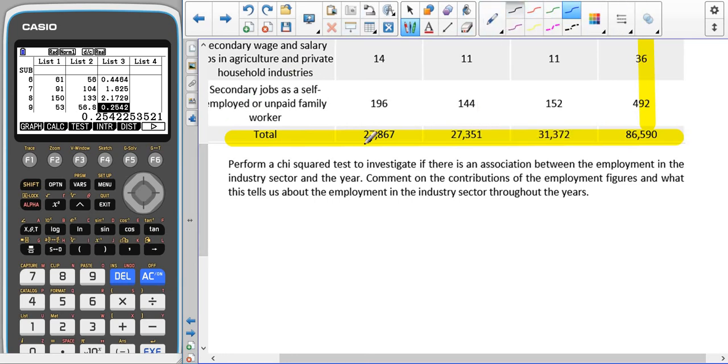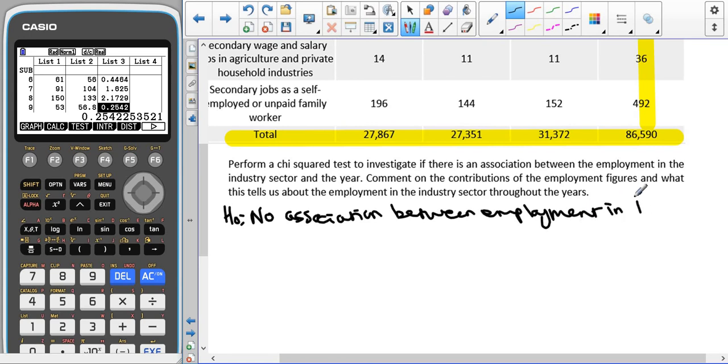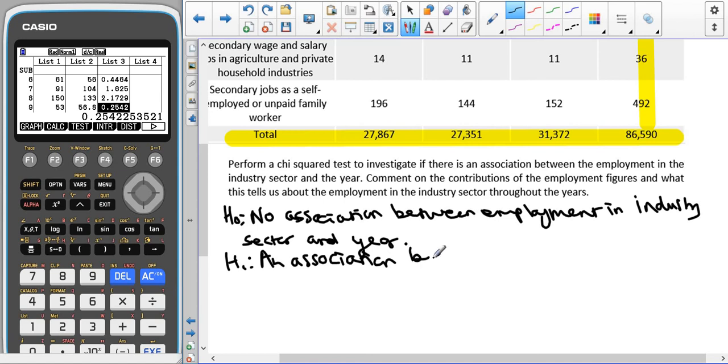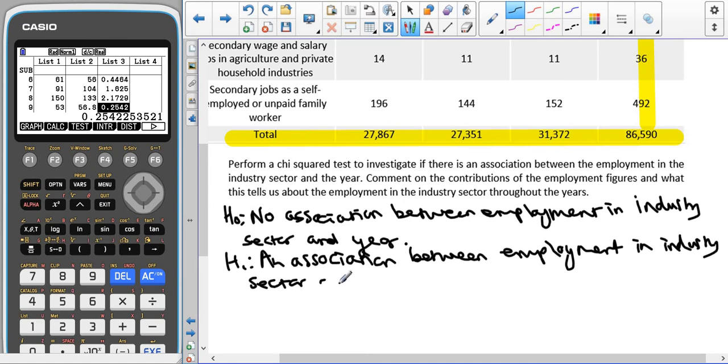Okay, so our H naught is going to be no association between employment in industry sector and year, and H1 is going to be an association between employment in industry sector and year.